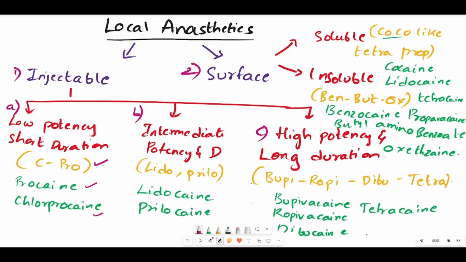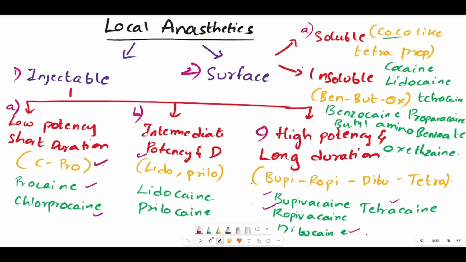In the second one, which is intermediate potency and duration, remember two terms, Lido and Prilo: Lidocaine and Prilocaine. And for the third one, which is high potency and longer duration, remember the trick Bupi, Ropi, Dibu, and Tetra, where Bupi means it is Bupivacaine, Ropi means it is Ropivacaine, Dibu means it is Dibucaine, Tetra means it is Tetracaine. And coming to the second class, which is surface anesthetics, these are further divided into two classes.